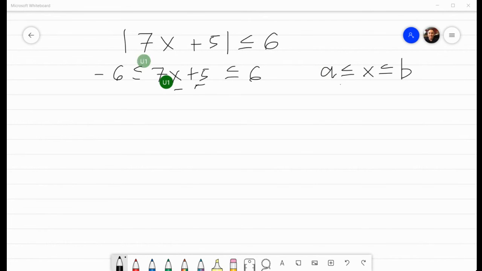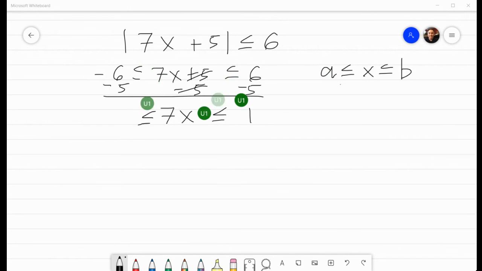Well, let's subtract 5 from each side, right? Because we want x all alone in the middle. So getting the 5 out of there, we get 7x. So the 5's cancel. We get 7x less than or equal to 1, greater than or equal to negative 11.